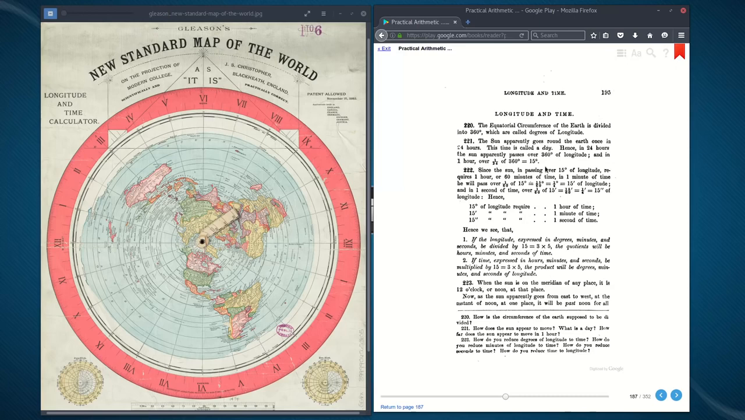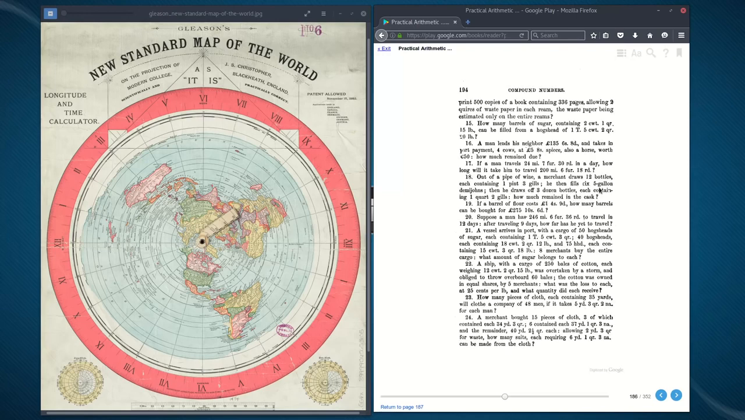Since the sun is passing over 15 degrees of longitude requires 1 hour or 60 minutes of time, in 1 minute of time, he will pass over 1/60th of 15 degrees. 15 degrees over 60 is 1/4 equals 15 minutes of longitude. So 1/4 degree equals 15 minutes of longitude. Right.